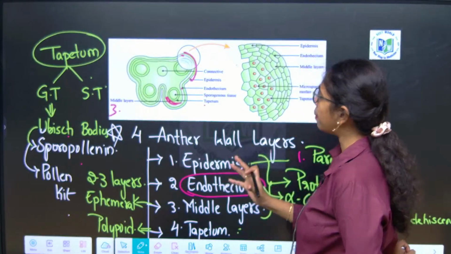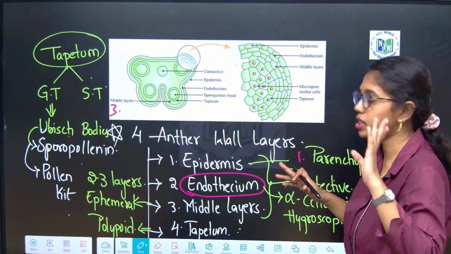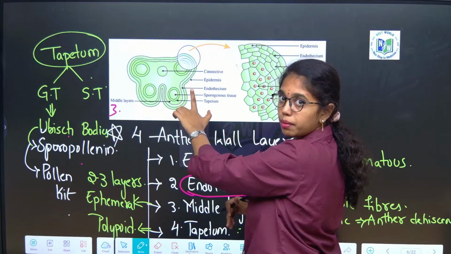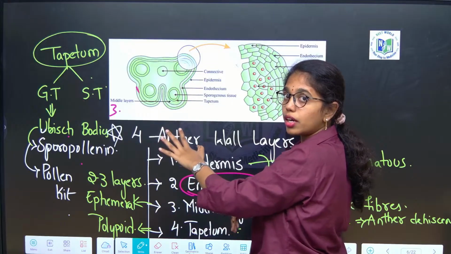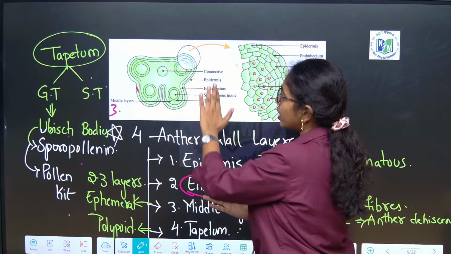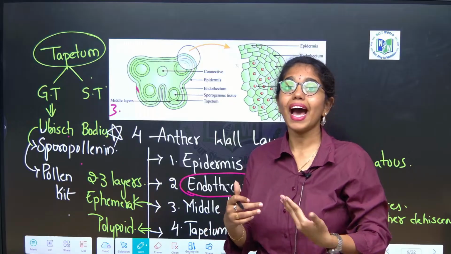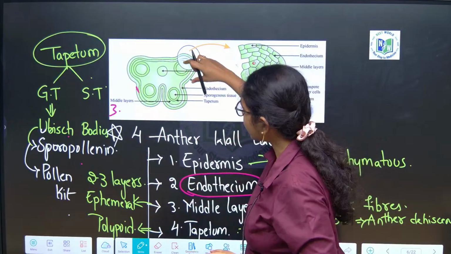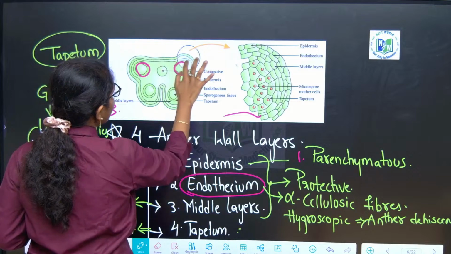Just quickly remember all the wall layers, the structure of the anther, in detail. Focus for just 2 minutes, I will give you the complete overview. The outer layer is what? Epidermis, which is parenchymatous. Next to that you have the endothecium, which has alpha cellulosic fibers that are hygroscopic in nature. Next to the endothecium you have the middle layers, which are 2 to 3 layered. They are ephemeral, meaning they will degenerate once the pollen grains are released. At the center you can see the sporogenous tissue.